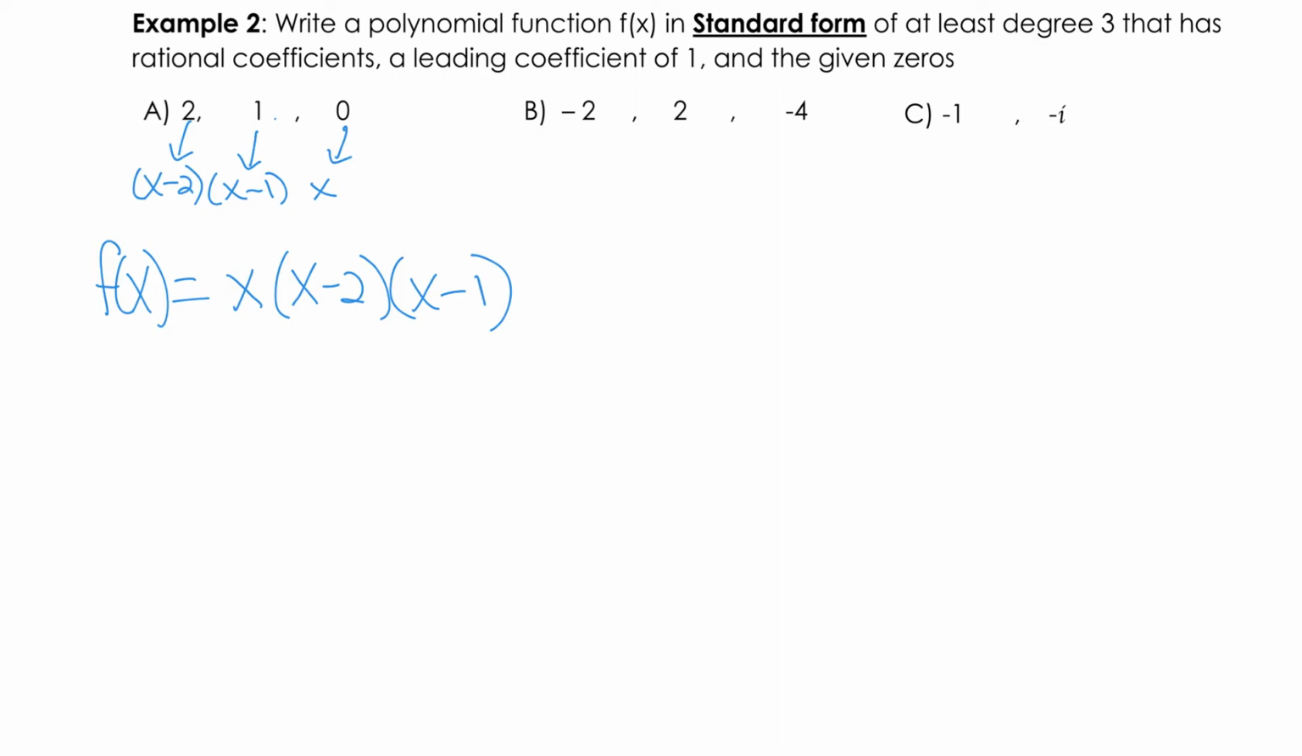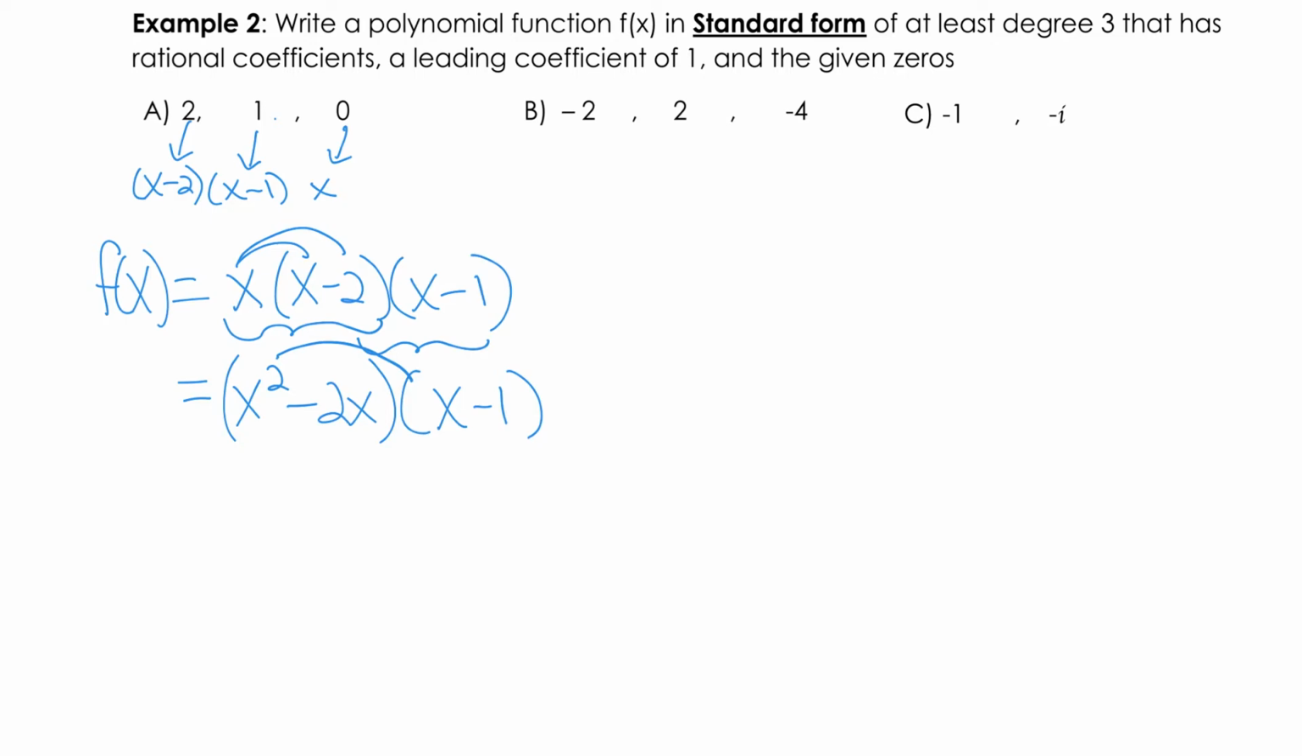So you can either start and multiply the first two, or you can start by multiplying the last two. Now I'm going to go ahead and start by multiplying my first two, which means I would just distribute. So this would be x squared minus 2x. Now I'm going to take that x squared minus 2x and multiply it times x minus 1. So you have to use FOIL.